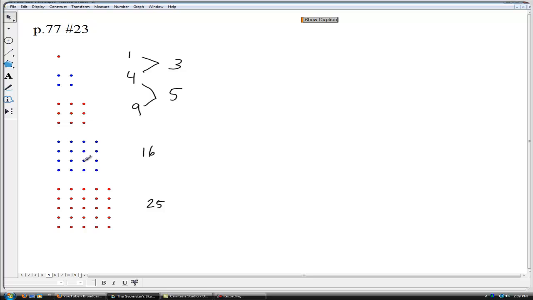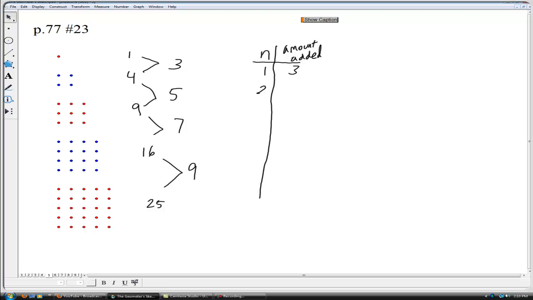And then how many points added to this 9 gives me 16? So the difference is 7. And then from 16 to 25 is 9. So what's being asked is, for any n value, what was the amount added? So when n is 1, going from 1 to 4, we had our first difference of 3. When n is 2, our second number we're looking at, from 4 to 9, the difference was 5. When n was 3, we got 7.